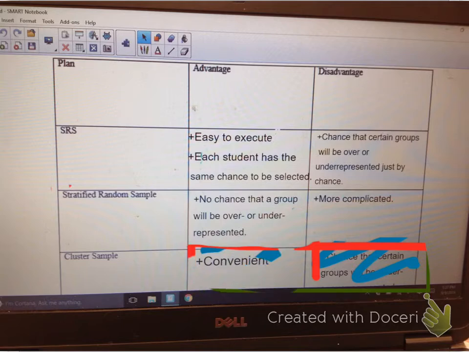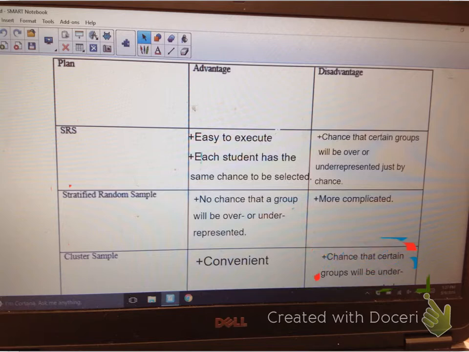A cluster sample is probably the most convenient, like when I talked about the advisors. It's easy to put 30 names in a hat, all the advisors in the advisory, but it's not so easy to put 2,000 students' names in a hat and then pull names out that way. There is a chance, though, that certain groups will be underrepresented, just like in an SRS. With a cluster sample, I could pull out all advisors who have seniors. Pause it right now and make sure you have this filled out in your notes. Thank you.